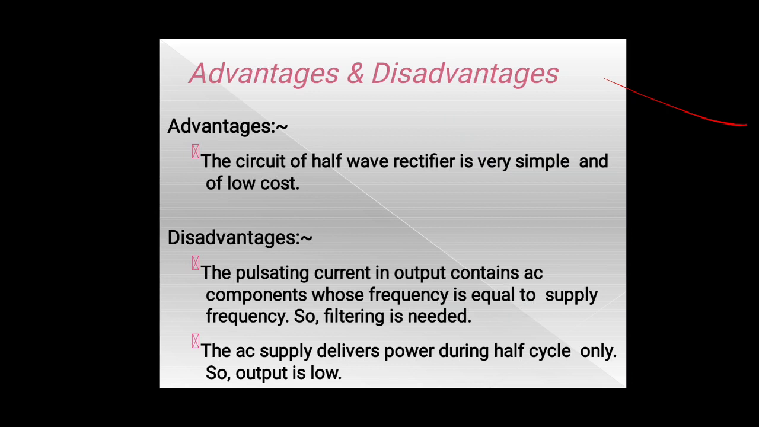So what are the advantages and disadvantages of the half wave rectifier? The advantage is that the half wave rectifier is very simple and very low cost. What are the disadvantages? The pulsating current in the output contains AC components, meaning the ripple factor is high, and its frequency is equal to the supply frequency, so filtering is needed here. The second disadvantage is that the AC supply delivers power during the half cycle only, so the output is very low.